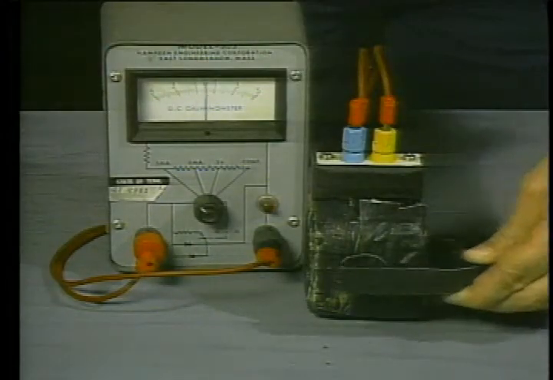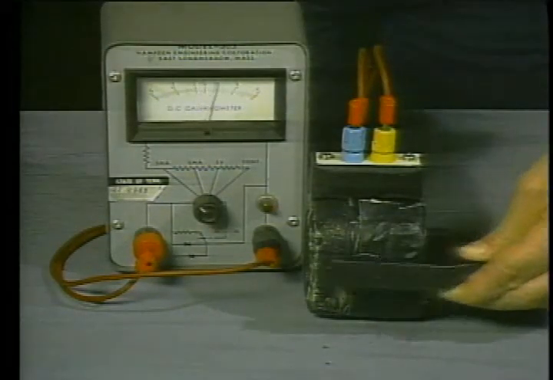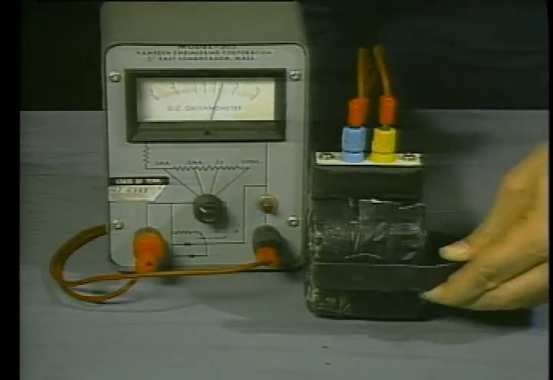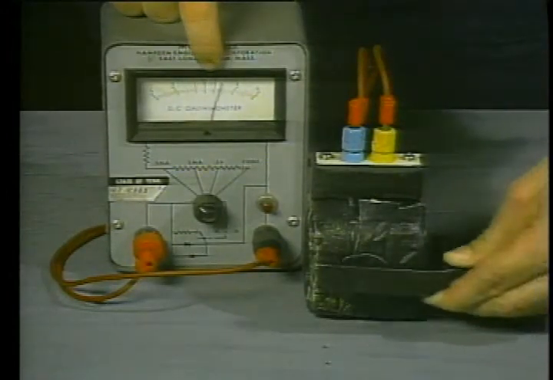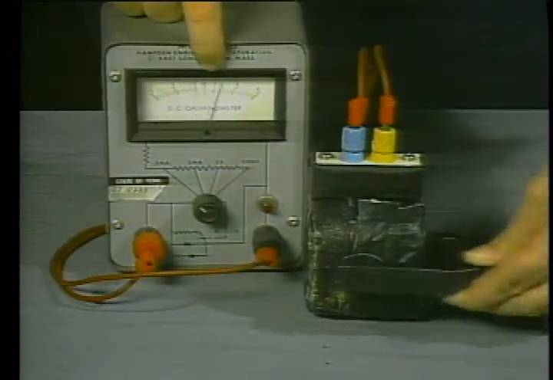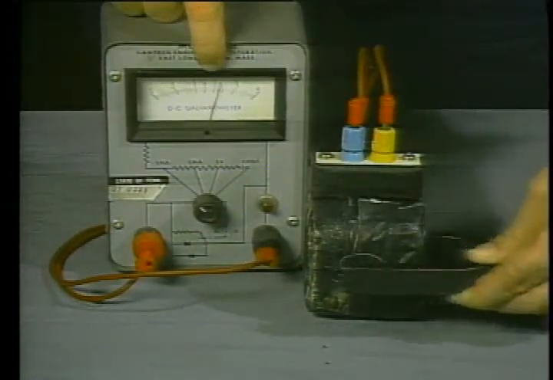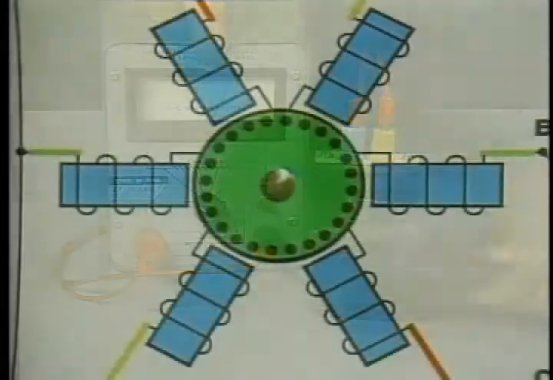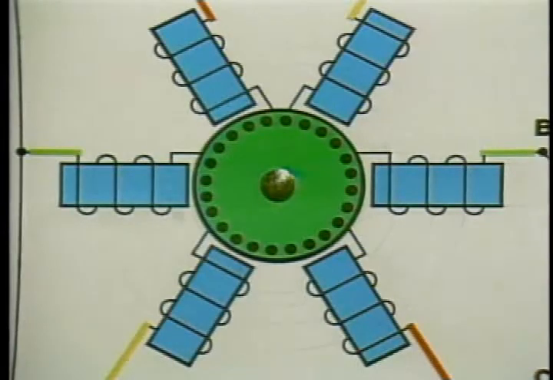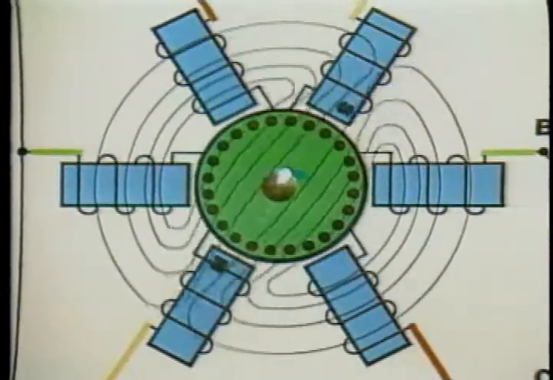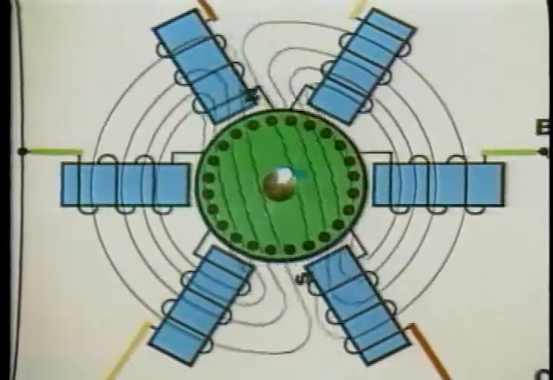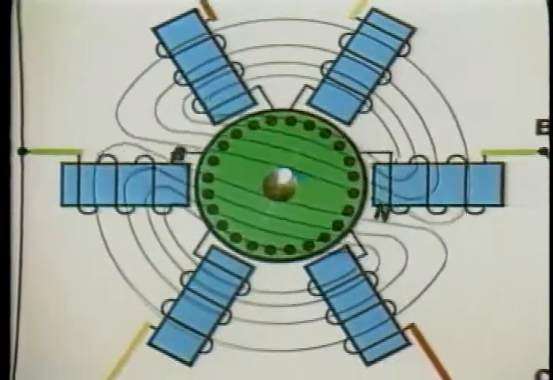Now, anytime lines of magnetic flux move through a conductor, voltage is induced in the conductor. The more lines and the faster they move, the higher the induced voltage. At startup, as soon as alternating current is switched on to the stator windings, magnetic poles travel around the rotor at synchronous speed.